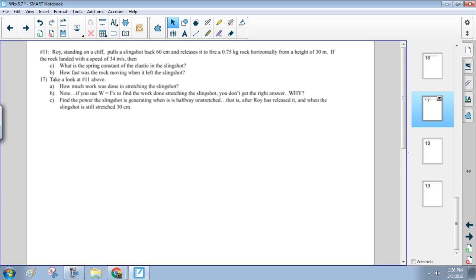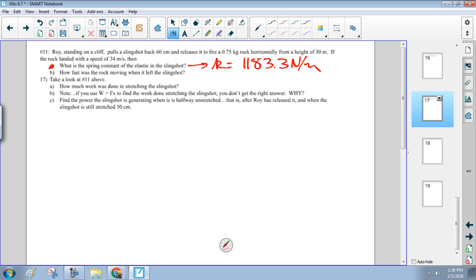So in order to understand 17, you had to take some information from number 11. In number 11, if you went back and figured it out, we found that the spring constant of the slingshot was 1183.3 newtons per meter. And in part B, we figured out the velocity of the rock as it left the slingshot. You don't actually need that for 17.